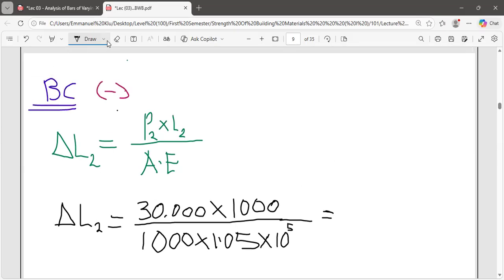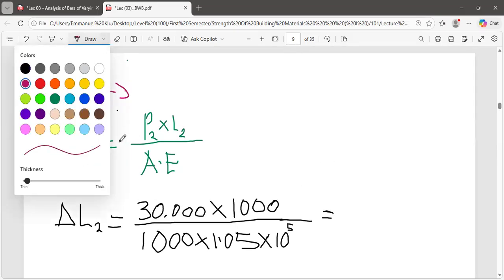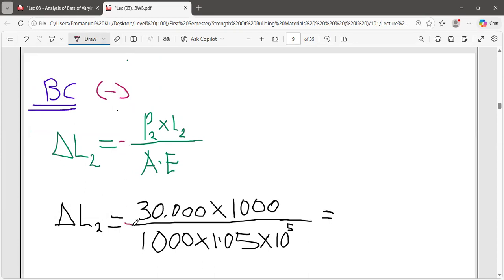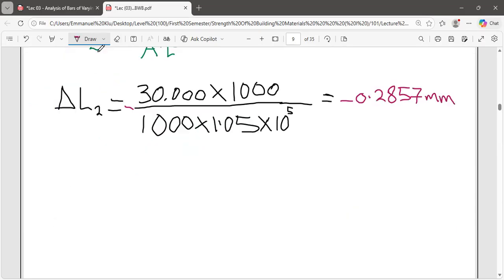It is in compression. Since it's in compression, the negative sign has to affect it throughout. Because of that, our answer is going to be affected, and it's now going to become negative 0.2857 millimeters.